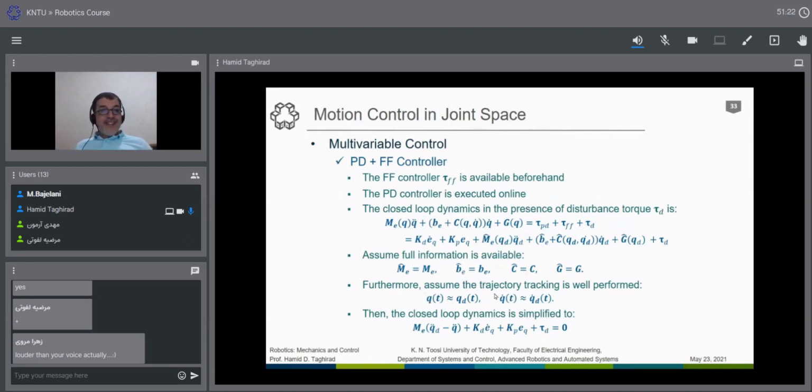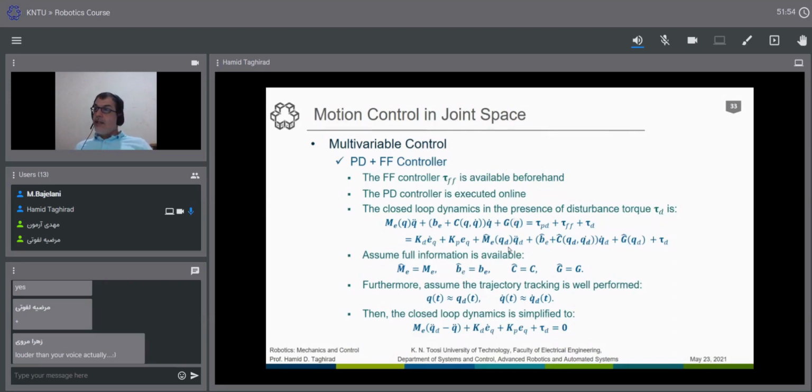Furthermore, assume that the robot is working well, so the Q is very close to Q desired. So we don't have that much difference, steady state error, something like that. These two together simplify this. If we don't make that assumption, we cannot simplify this very large equation. Of course, we can simulate it and see some simulation results, but no analytical approach can be found here.